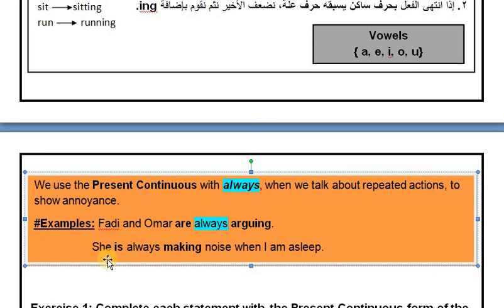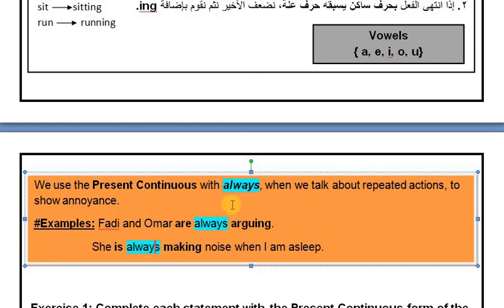Look at the second example. She is always making noise when I am asleep. She is always. The same thing here. هي دائما بتعمل إزعاج لما أنا أكون نعسانة. هذا الإشي لما أنا أستخدم ال present continuous مع always هون بكون ببين حدث متكرر ببين غضبي من هذا الفعل. أنا غضبانة من هذا التصرف، هذا التصرف بيصير باستمرار، وهذا الإشي بيبين الأناينس الغضب، فبستخدم always.